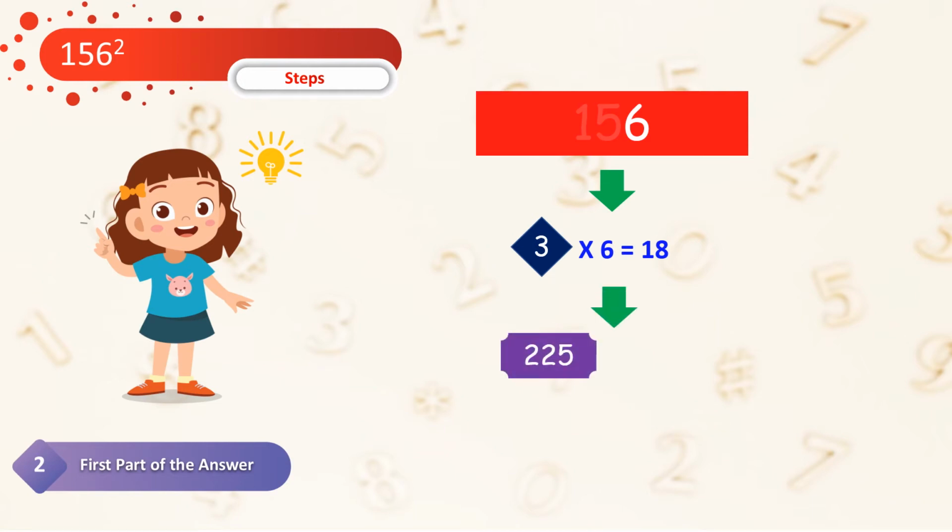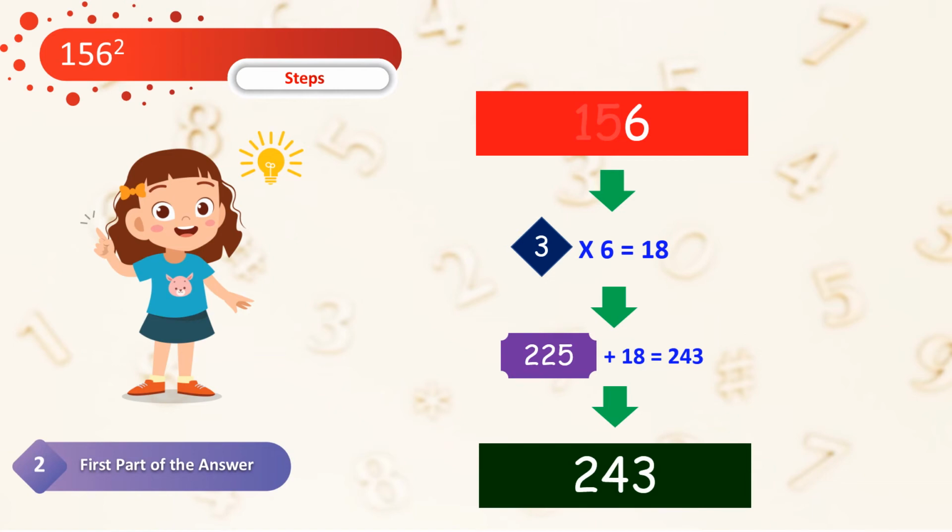We then take the 225 that we got in the first step and add the 18 that we got in the previous step. 225 plus 18 gives you 243. 243 is the first part of our answer. So I repeat this one more time.